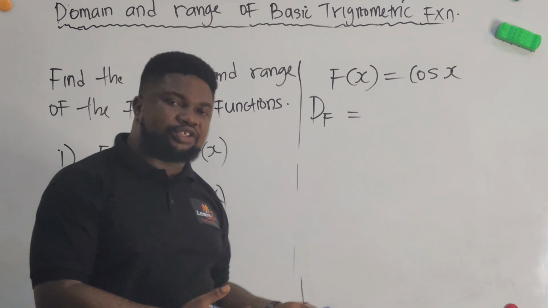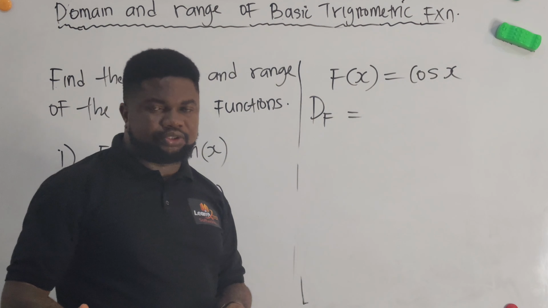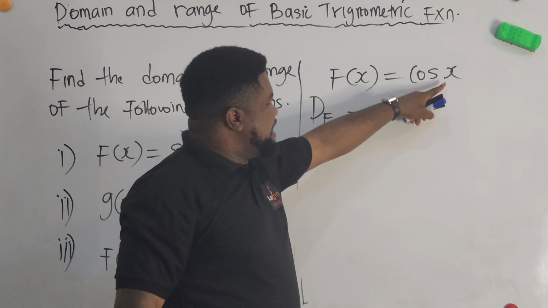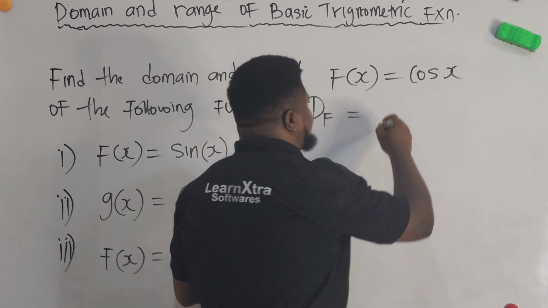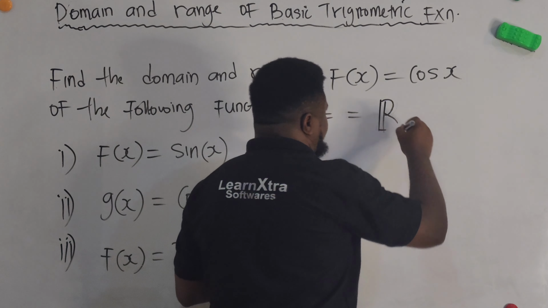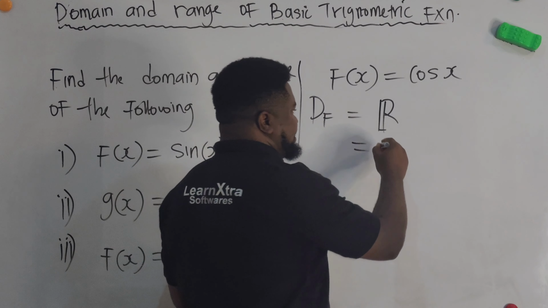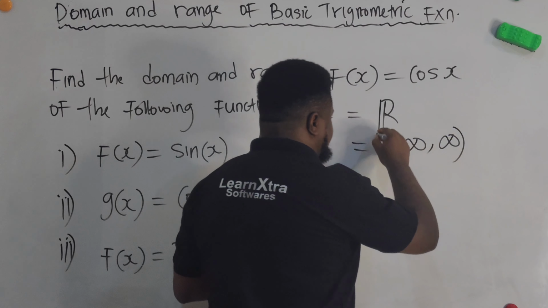Just like in the sine function, the domain for sine is also the domain for cos. Everything works for cos. Therefore, our domain is going to be all real numbers. Remember, it's also written like this: minus infinity down to infinity.